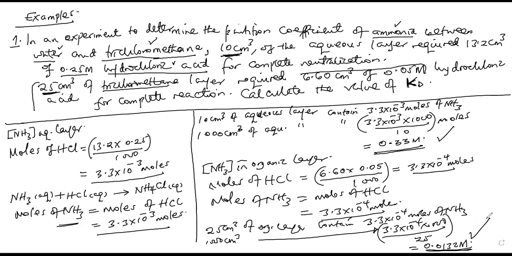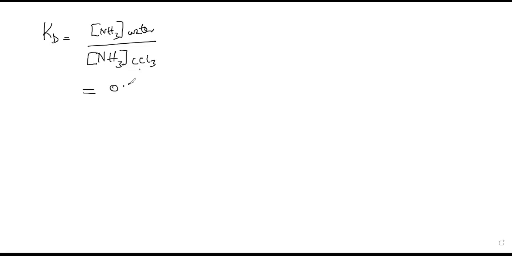Yes. Good. So now what we do, we are going to say that the Kd is equal to the concentration of ammonia in the water layer, or aqueous layer, out of the concentration of ammonia in the organic layer, which is the trichloromethane. Even if you use aqueous here and organic there, no problem. So it is going to be 0.33 divided by 0.0132, and it's going to equal 25. So our Kd is 25.